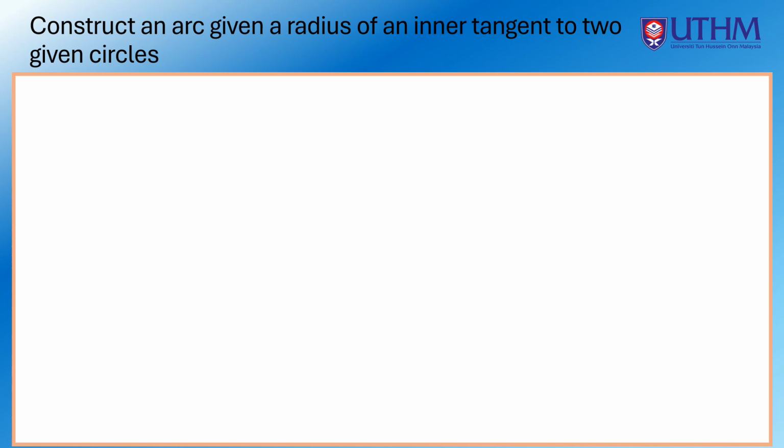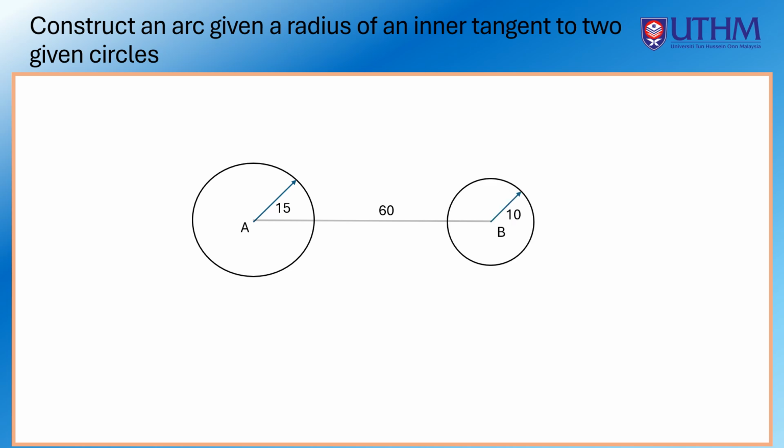Next, we will construct an arc given a radius of an inner tangent to two given circles. First, you need to draw two circles with a radius of 15 mm and 10 mm. The distance between these two circles is 60 mm. Now that is two circles with 15 and 10 mm in radius. Given that the arc radius tangent to both circles is 75 mm.